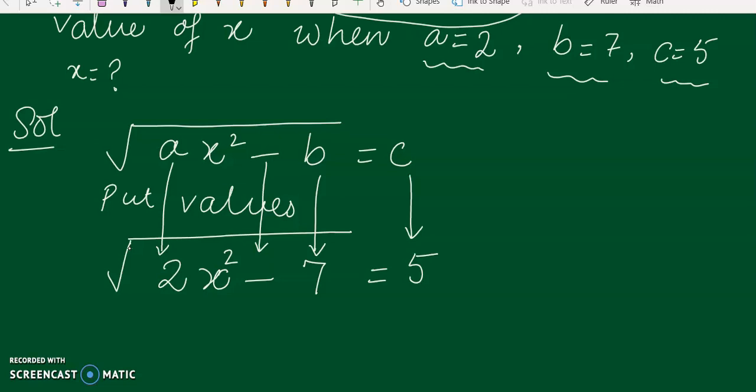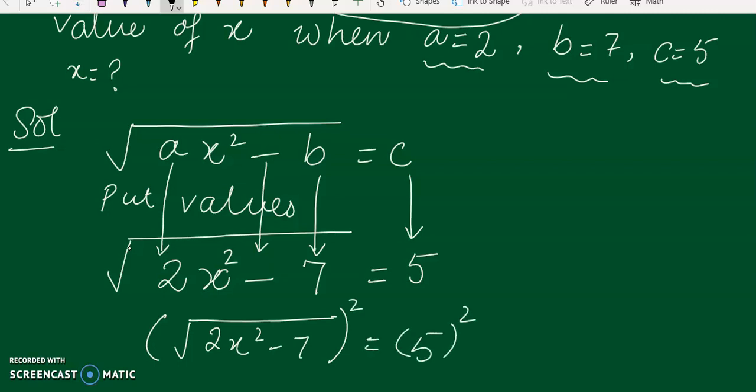Now what we can do is हमने देखा कि स्क्वायर रूट है यहाँ पर, सो वी टेक स्क्वायर ऑन बोथ साइड्स. क्योंकि एक स्क्वायर है, ये देखिए हमने दोनों साइड पर स्क्वायर ले लिया और स्क्वायर वो नंबर है जो स्क्वायर रूट को कैंसिल करता है. सो वी आर लेफ्ट विद 2x square minus 7 is equal to 5 square is what? 5 square means 5 multiplied by 5, so we get 25.